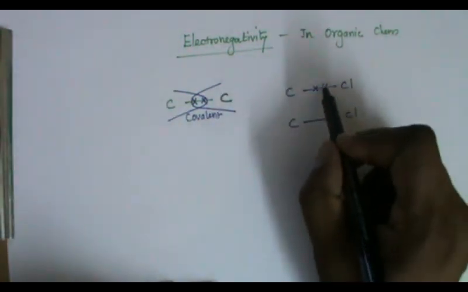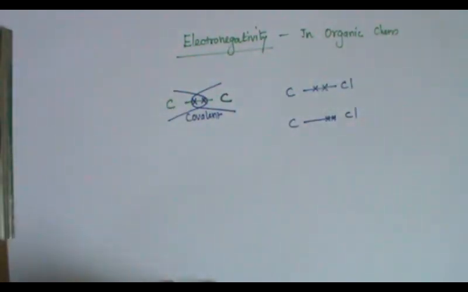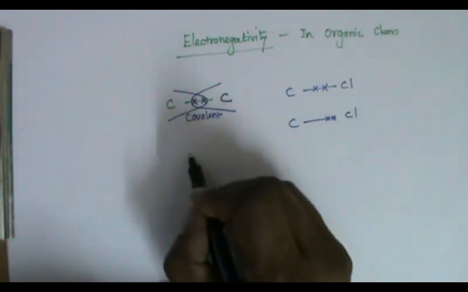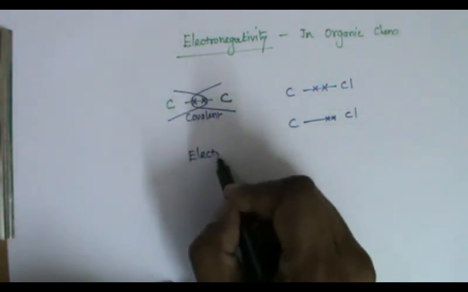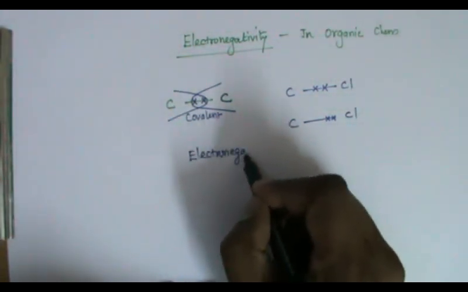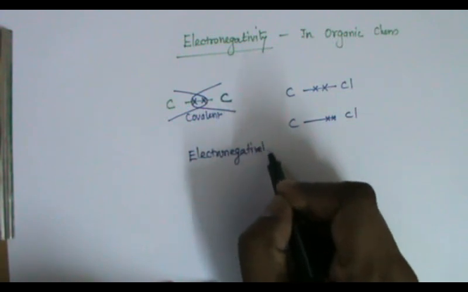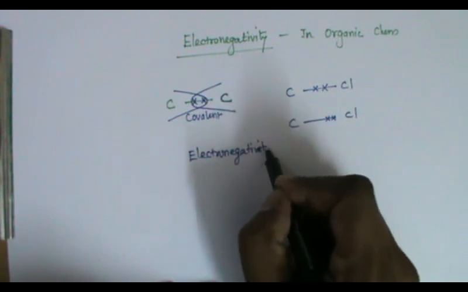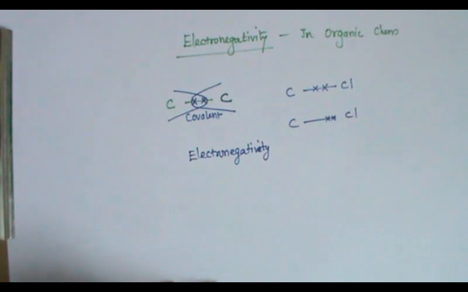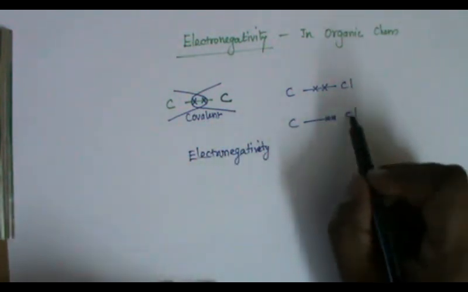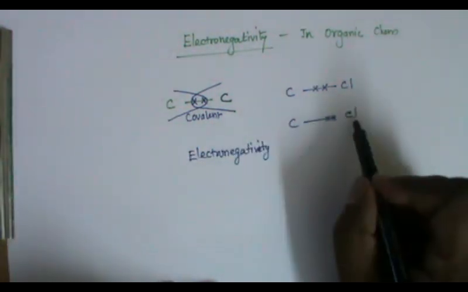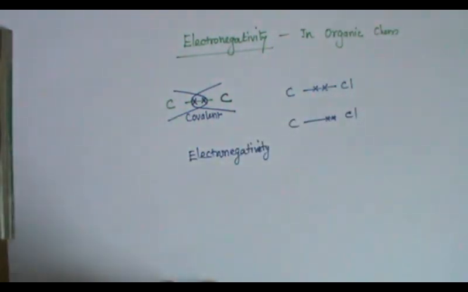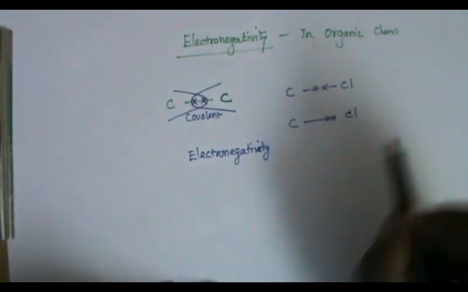Chlorine tries to pull the electron towards it. So that property is known as electronegativity. Basically, it is a tendency to attract the electron in the bond towards them. So this chlorine atom has more electronegativity compared to carbon and it tries to pull the electron towards it.